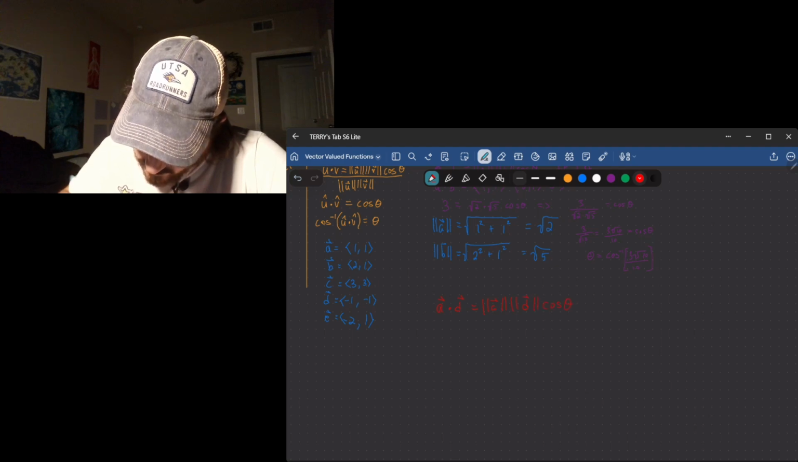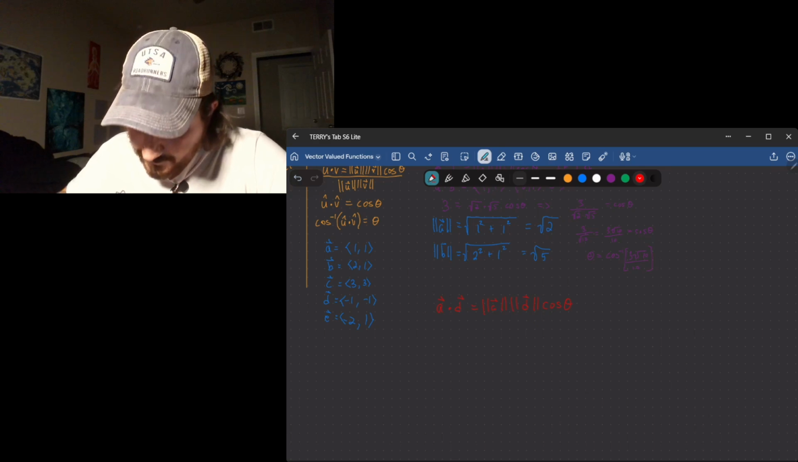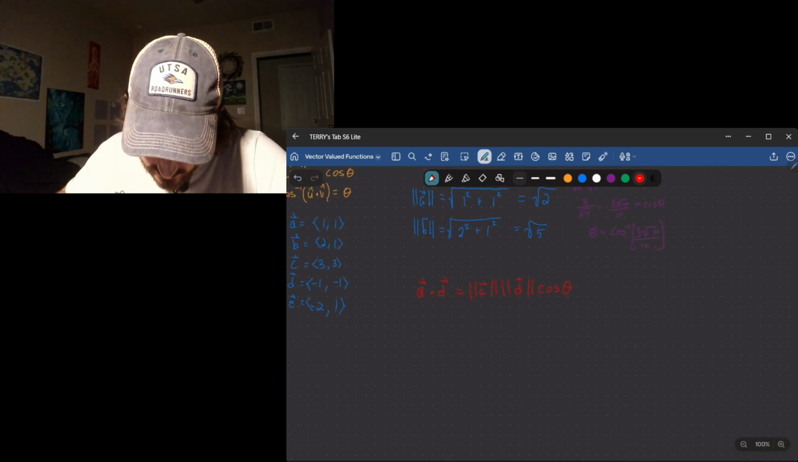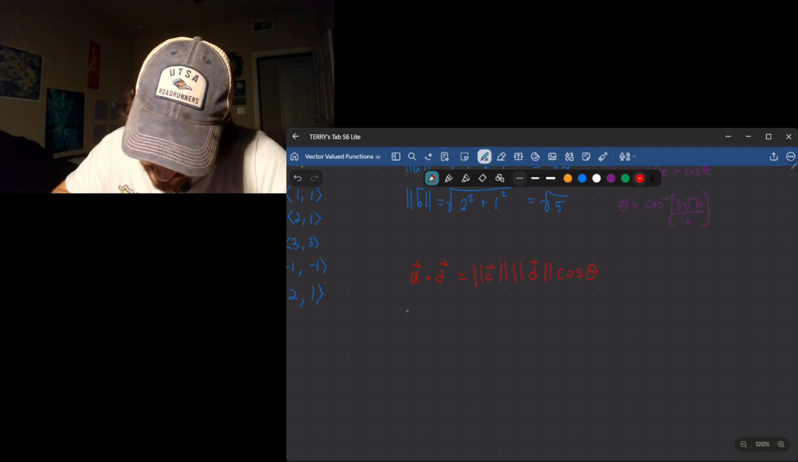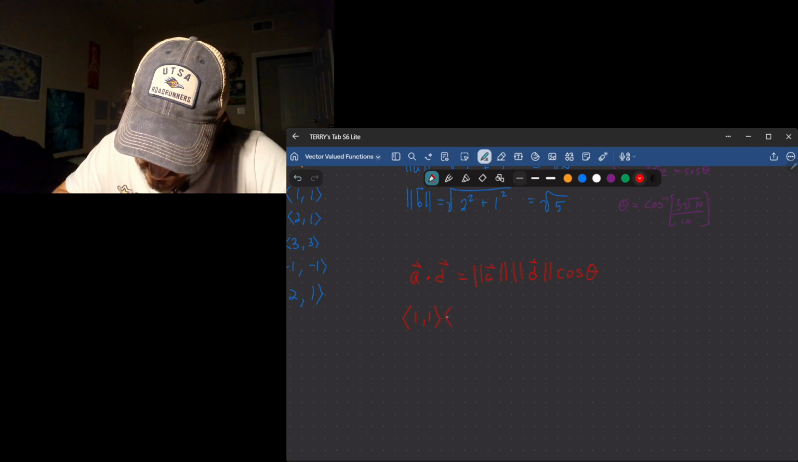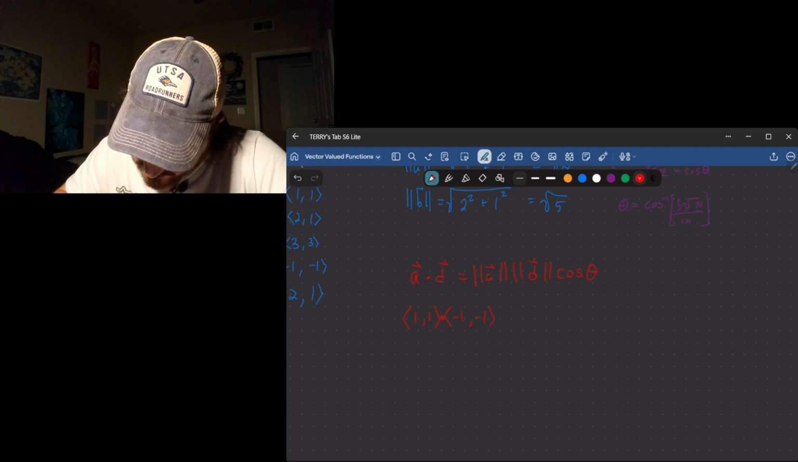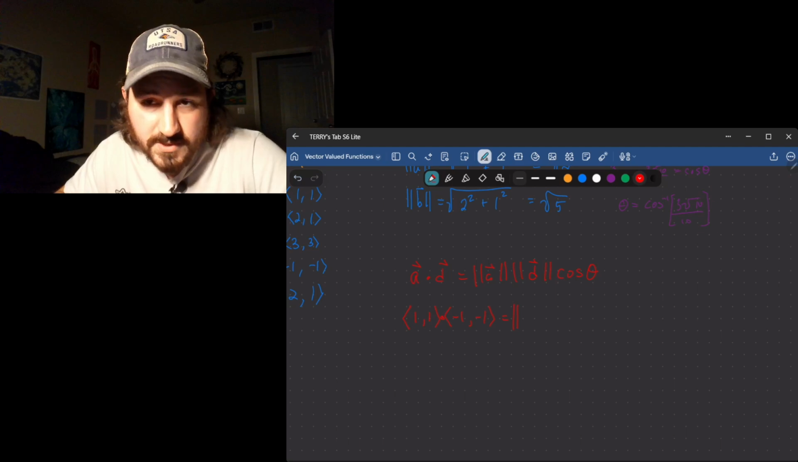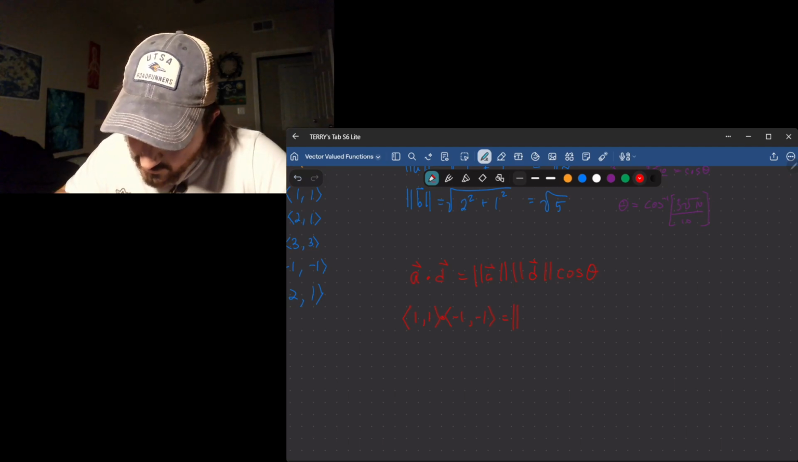So I'm just rewriting our formula with our new vectors in it, right? And so we know A is 1, 1, and D is negative 1, negative 1. So A is 1, comma 1, and D is negative 1, comma negative 1. And that's going to equal the magnitude. We already know the magnitude of A, right? We just found that a second ago, so we can just go ahead and skip straight to writing root 2 here.